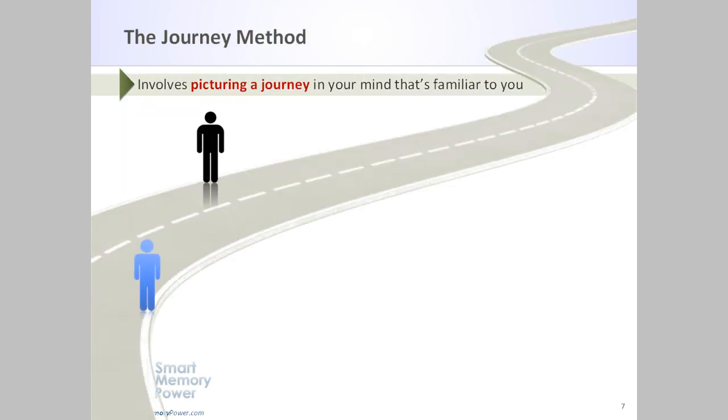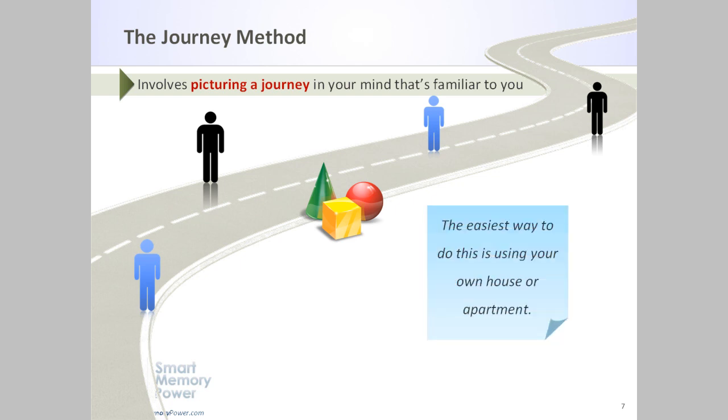Now, one of the great ways to do this is a method called the journey method, which is also known as loci, which comes from the Latin meaning places, and it involves picturing a journey in your mind that's familiar to you. Now, the easiest way to do this is using your own house or your own apartment. So plot a journey around your house or your apartment, and you can then use that journey to remember things.